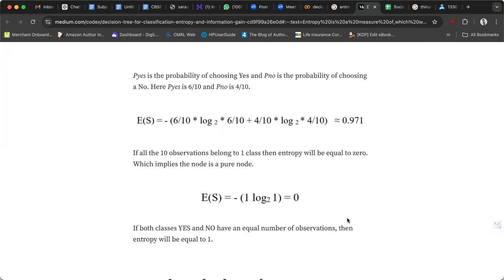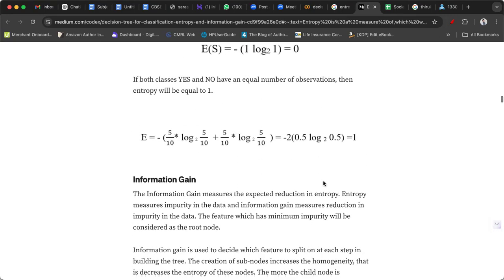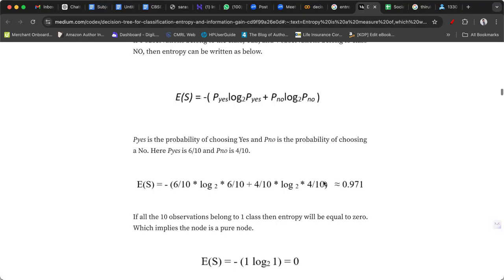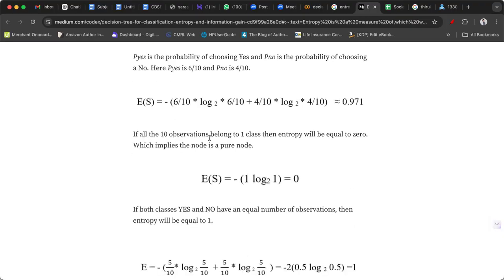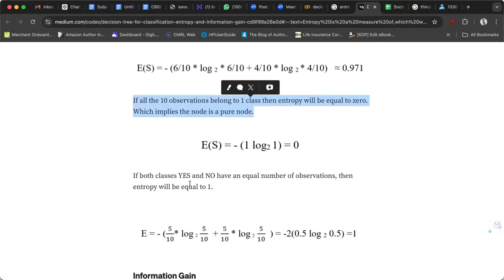That is within the range 0 and 1. Then how do you define this entropy? If all the 10 observations belong to one class, then entropy will be equal to 0, which implies the node is a pure node. If both classes, yes and no, have an equal number of observations, then entropy will be equal to 1.